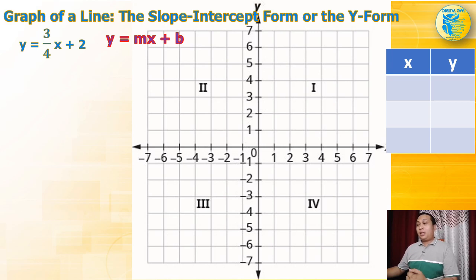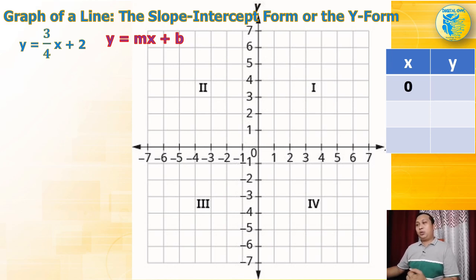So, we have a table of values here. These are the values for x, and this will be the values for y. The technique here is we will assign a value for x and then solve for the value of y. Now, moving on, what number should we use for the value of x? What do you think is the number which is easiest to compute? And that is number 0.